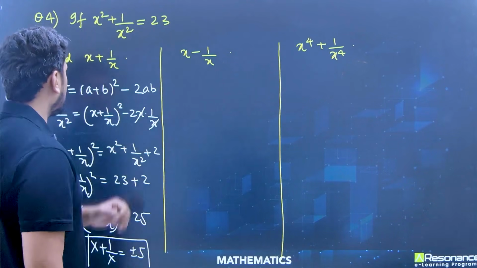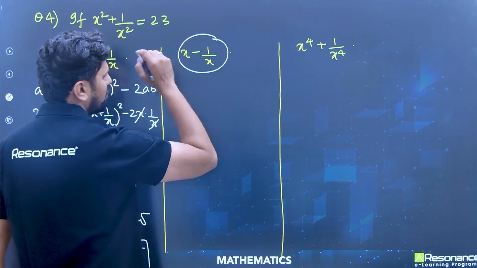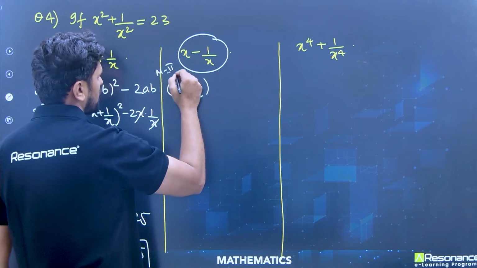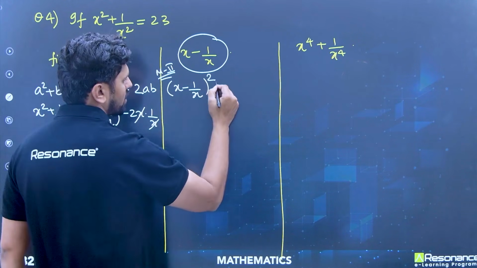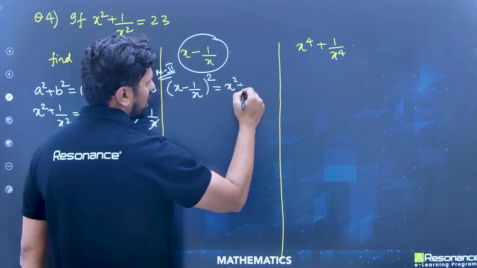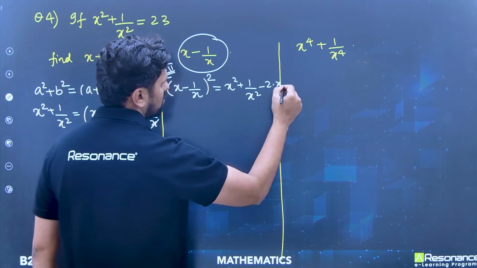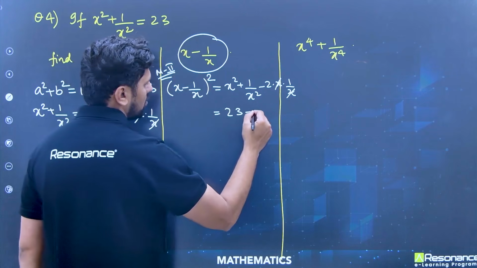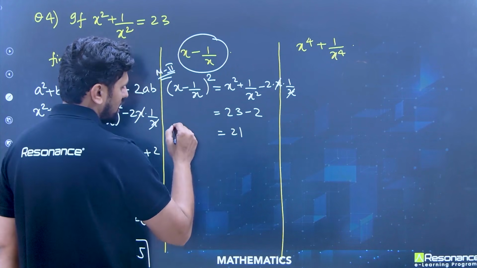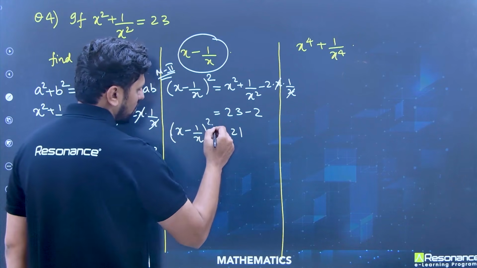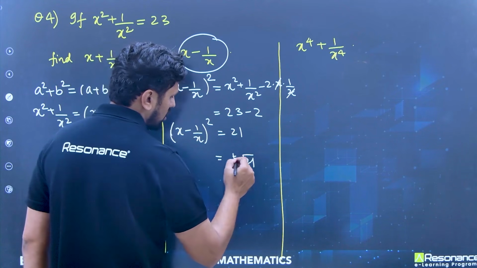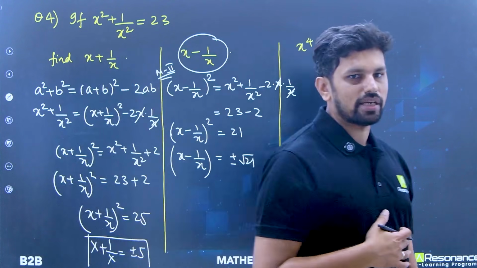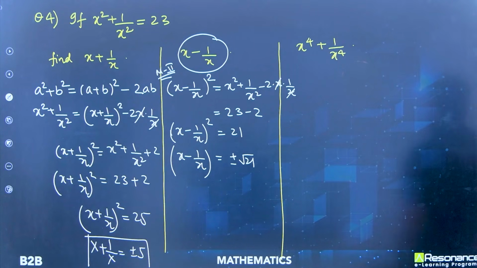Okay, so we have to find x minus 1 by x. If you want, we can do it like this also. Second method I am telling. If somebody is not liking this method, we can do it by this method. Square it. It will be equal to what? x square plus 1 by x square minus 2 times x into 1 by x. And what is given? 23 minus 2, that is equal to 21. And again, when I take the square root, it will become plus minus root 21. We can do it by squaring both sides also. Again, plus minus root 21.